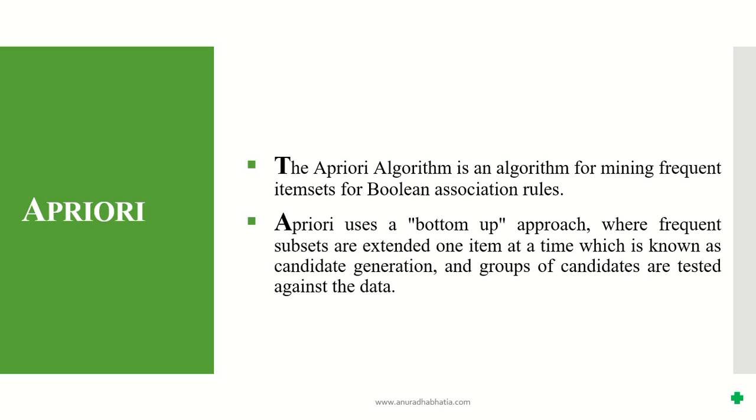Apriori uses a bottom-up approach where the frequent subsets are extended one item at a time, which is known as candidate generation, and the group of candidates is then tested against the data. Depending on the candidate and its support, we have to see how frequently the item set is present.